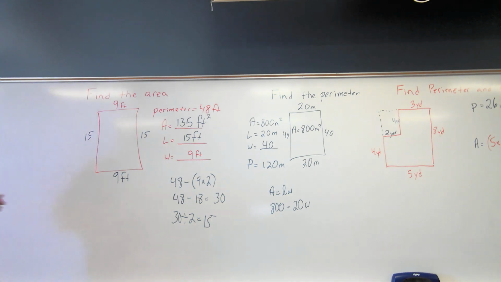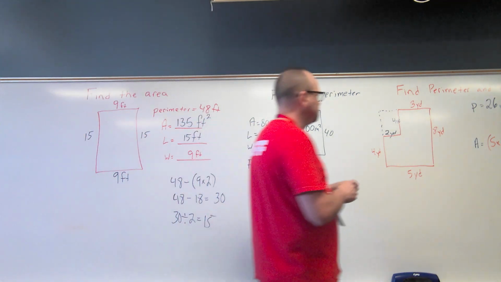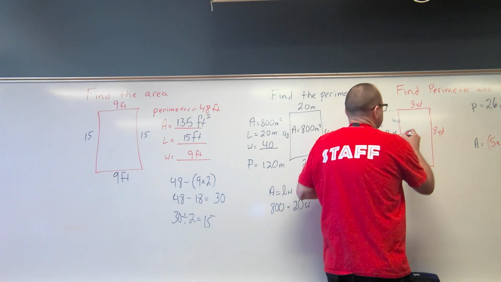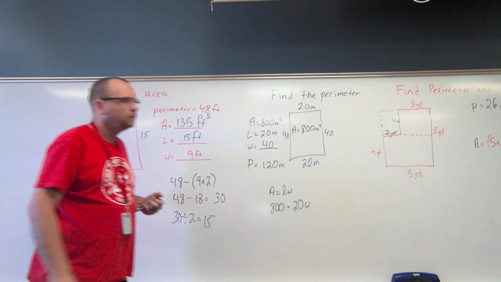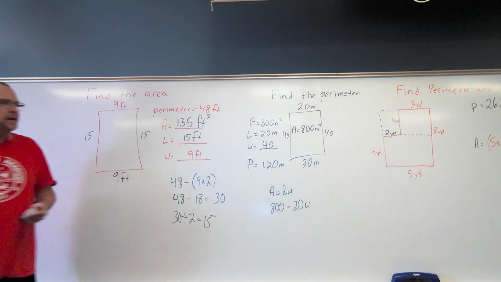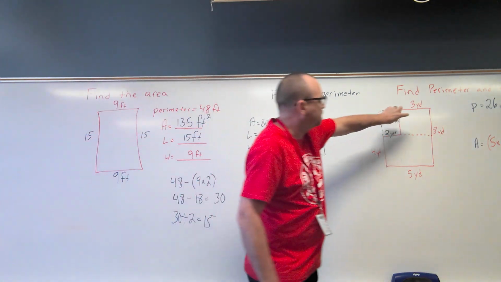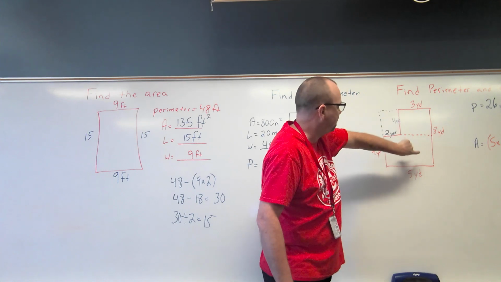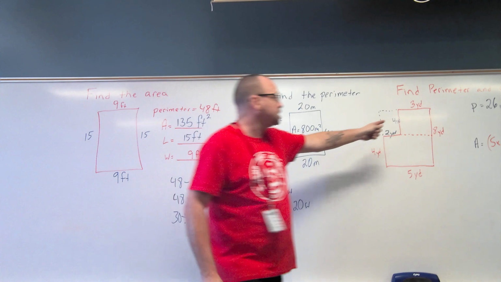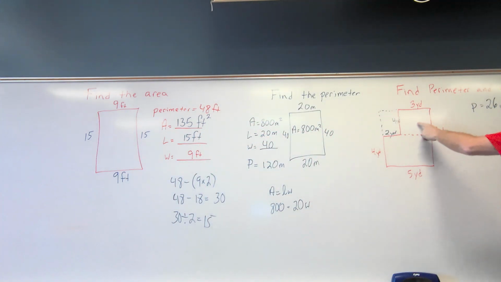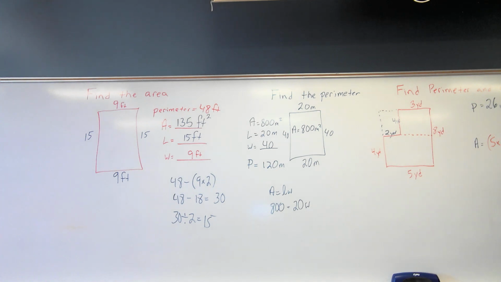I could also divide it into 2 different rectangles. If I took this and made this a rectangle, I took that and I divided it into 2 rectangles. I have this rectangle here, and I have this rectangle here. So if I look just at the small rectangle, what are the length and the width of just this rectangle here? Silas?